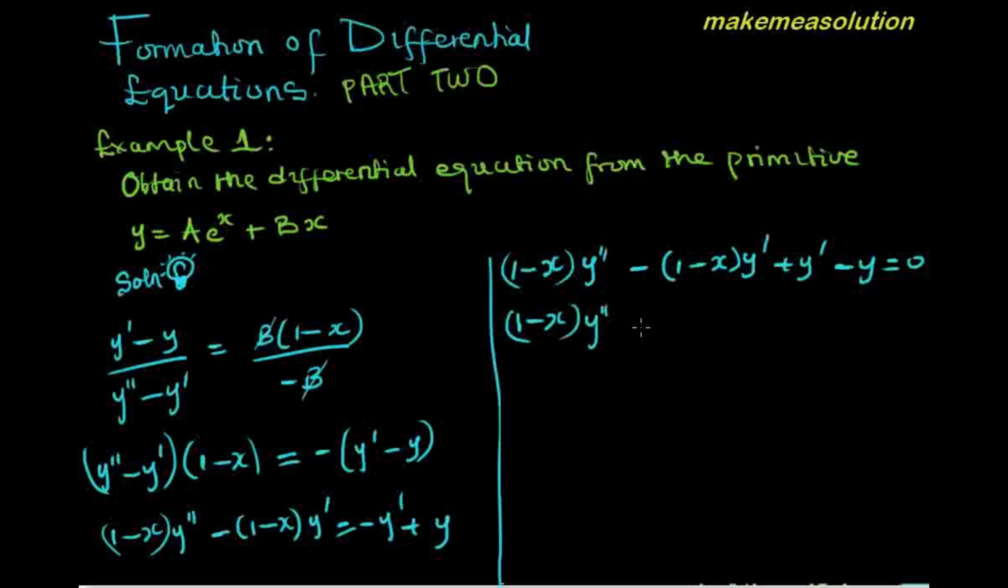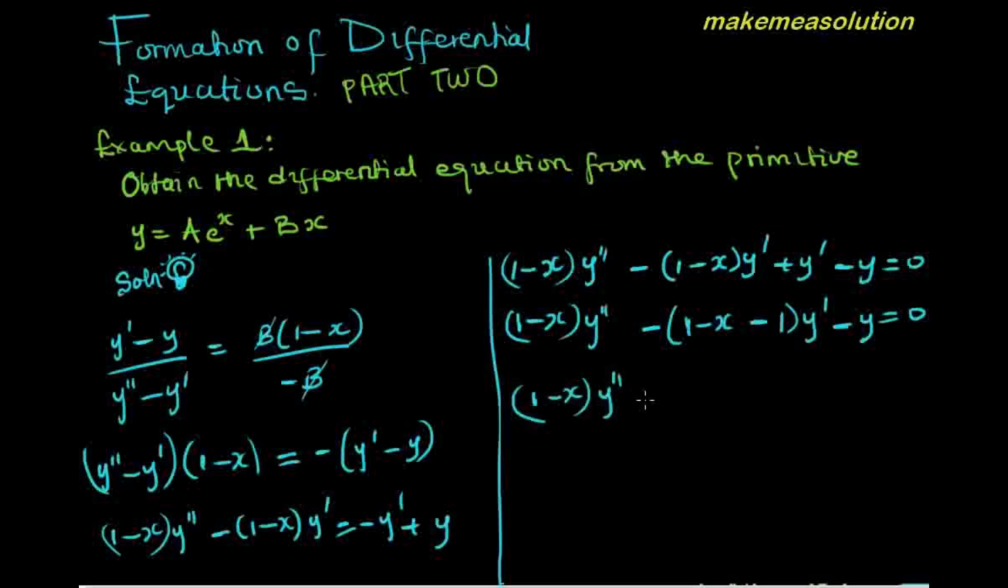So assuming I factor out y prime, this is what we are going to be left with. We have 1 minus x, then minus 1 y prime minus y equal to 0. So we just factored out y prime. Is that okay?